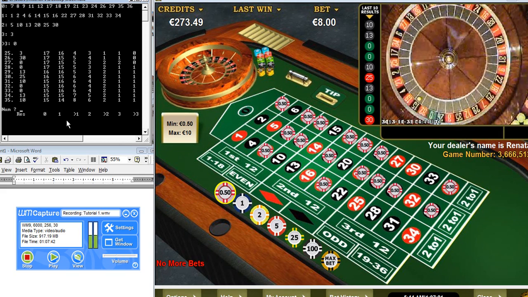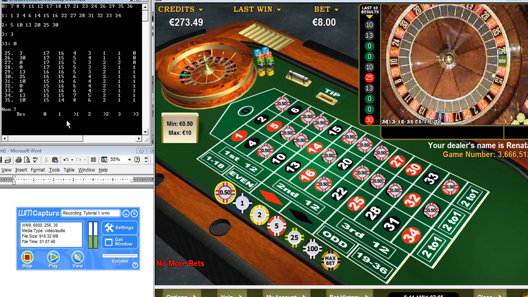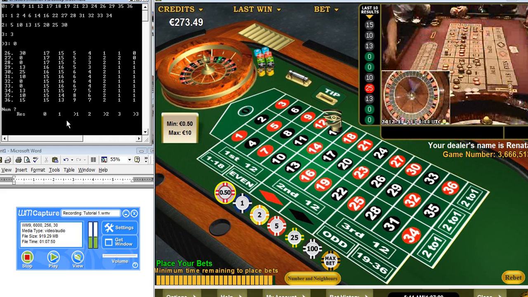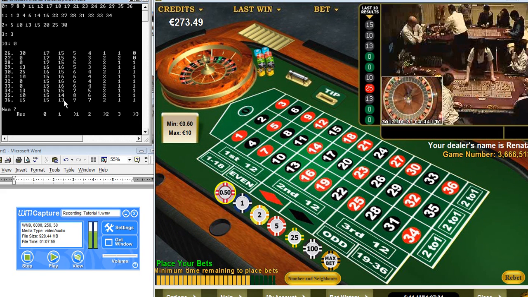Okay, what do we get? 15. Good grief. Okay. That killed my crossing. Now it's a 15-13.